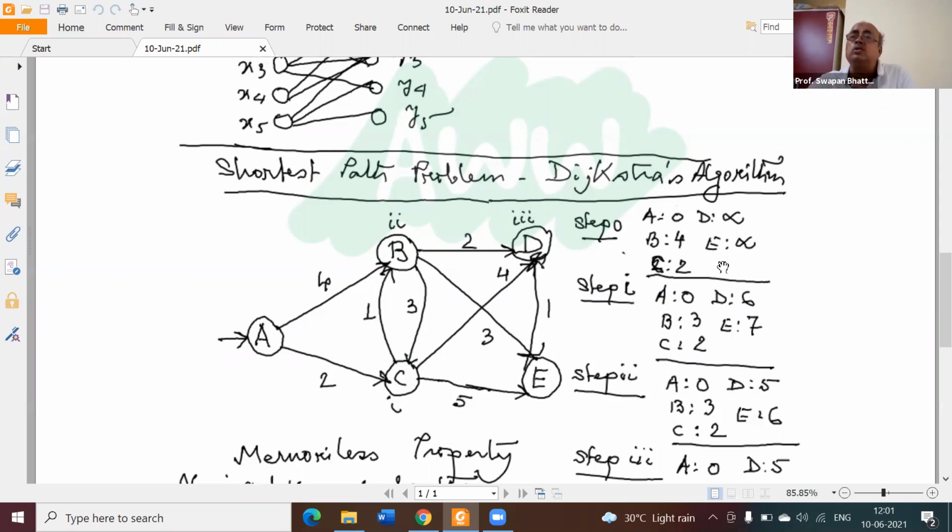Now check for all other nodes in the graph and find which one is the shortest from either A or C. We have A and C now in my already covered nodes. Now from C, B is 1. From A, B is 4. So this is 2 plus 1, 3. But this is 4. So after step 1, my B was 4, but now my B becomes 3. Rationale is from A, if I have to go to B, I will go via C, and by that process, the distance will be less.